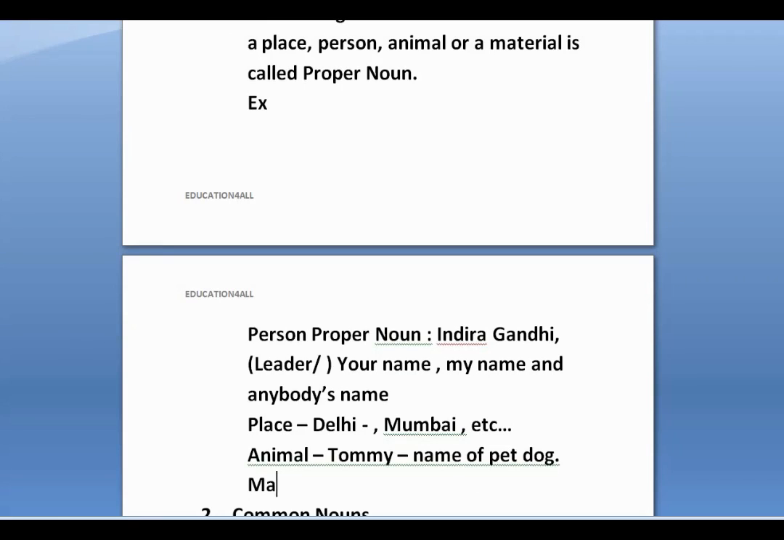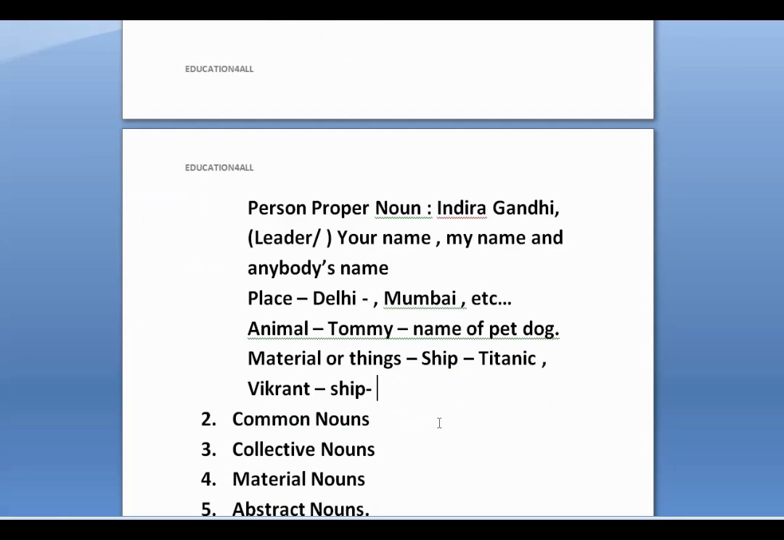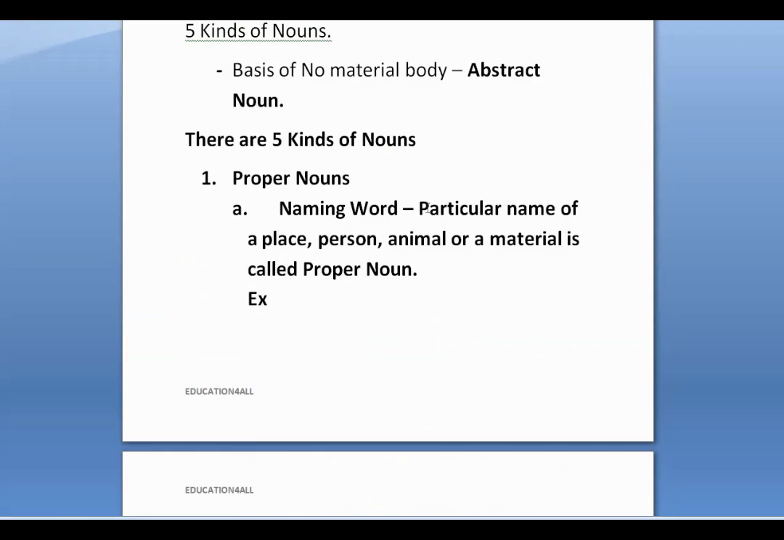So let's take an example of a material, or we can say a thing, like any ship name. The first ship name that comes to our mind is Titanic, right? So Titanic is the name given to the ship. So the name of that particular ship is defined as proper noun. In the same way, our navy has a ship named Vikrant. We call that ship of the Indian Navy Vikrant. So that comes under proper noun. I hope you must have understood it. The particular name of a place, person, animal, material or thing is called proper noun.